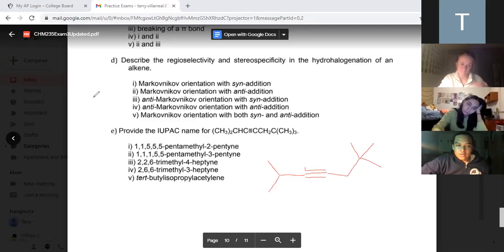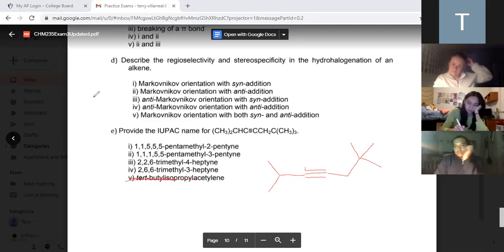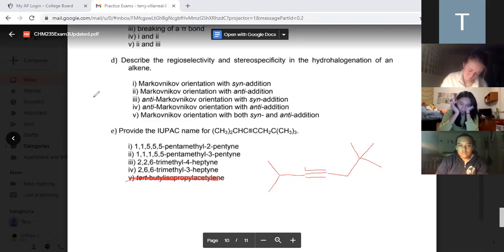Is there any answer that you can get rid of straight away? The first one, or the fifth one. You can get rid of the fifth one because remember, TERT, ISO, and all of those weird things are not IUPAC names. So if you see anything like TERT or ISO in a name, immediately gone.